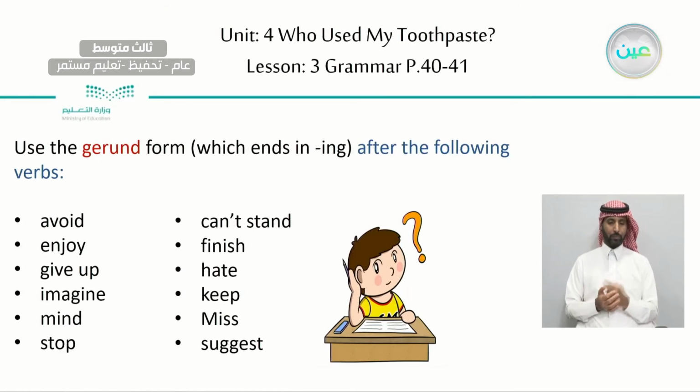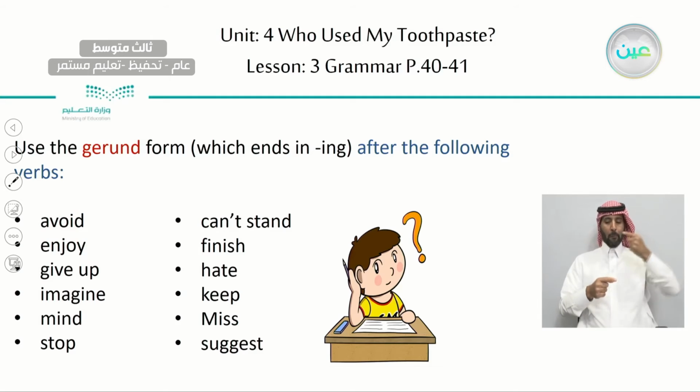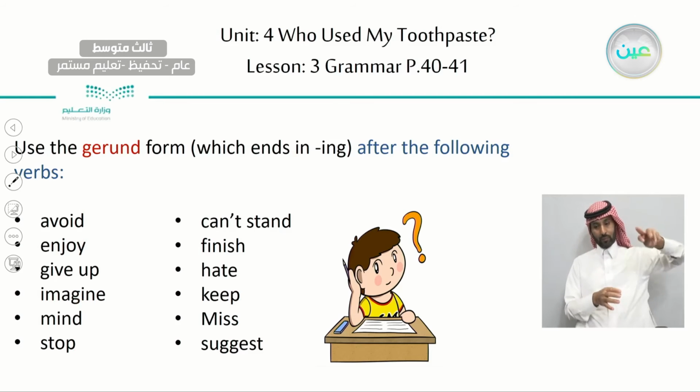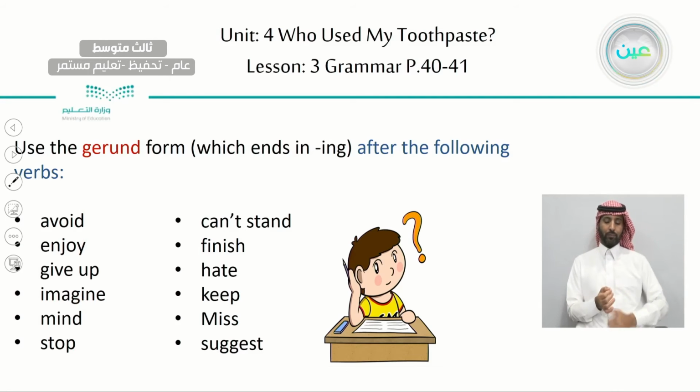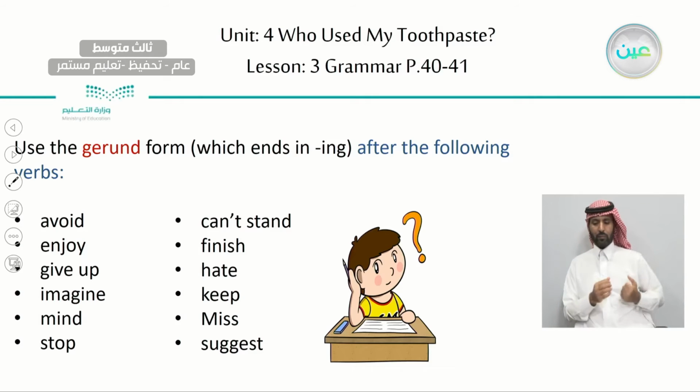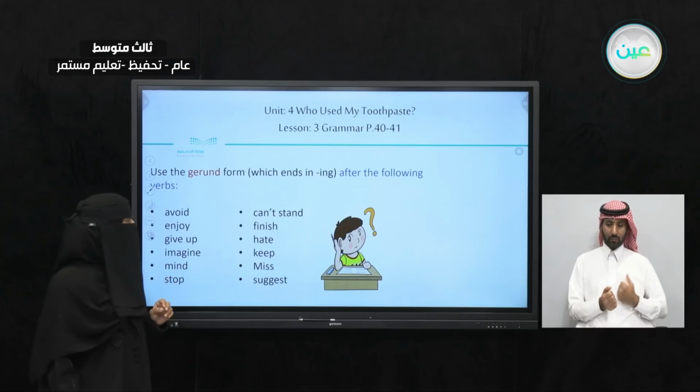Now, here we can see these verbs in our books. We use the gerund form, which ends in ing, after the following verbs. Mainly, we can see the gerunds after these verbs. Avoid, you can say, I avoid speaking to rude people, for example. I enjoy learning. So after these verbs, as the main verb, we use gerunds, okay? We use the verb ing, and it can function as a noun, as an object of the sentence, okay?